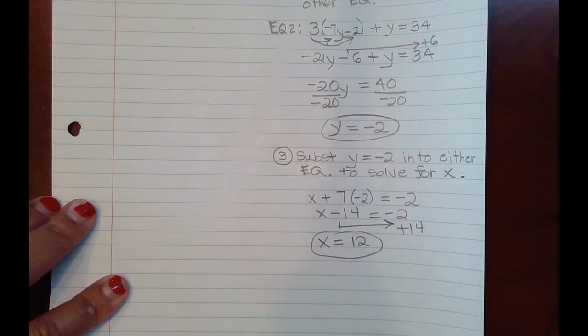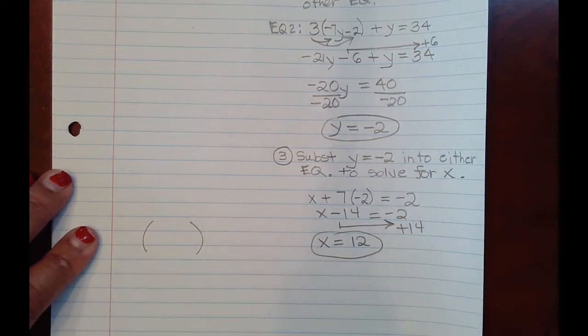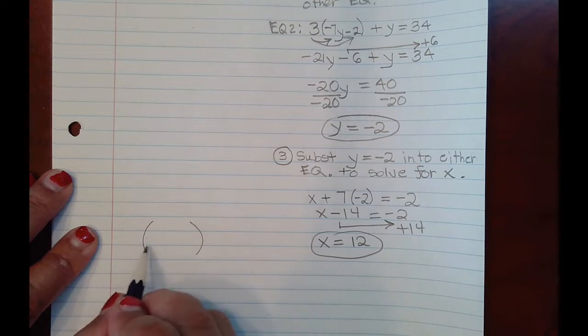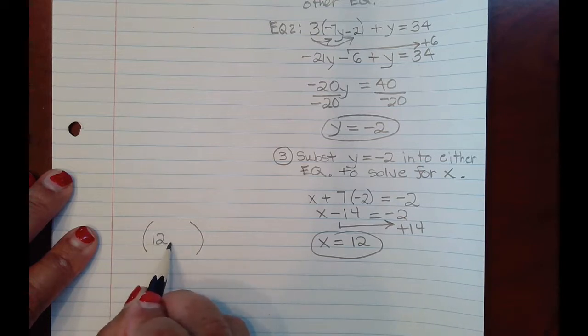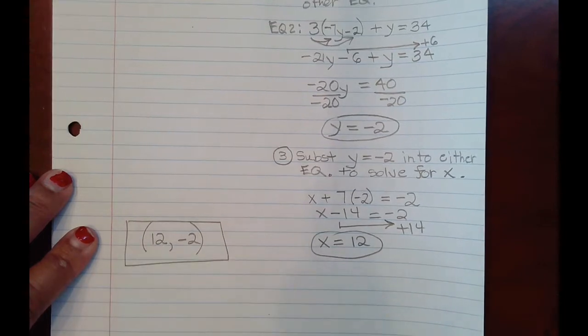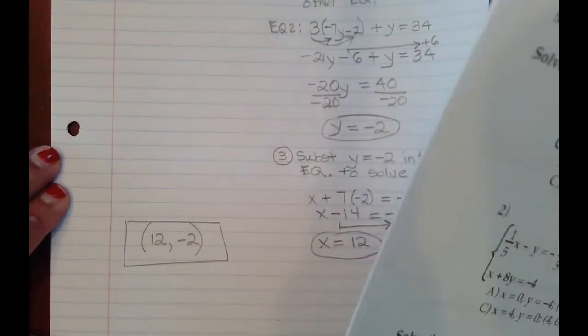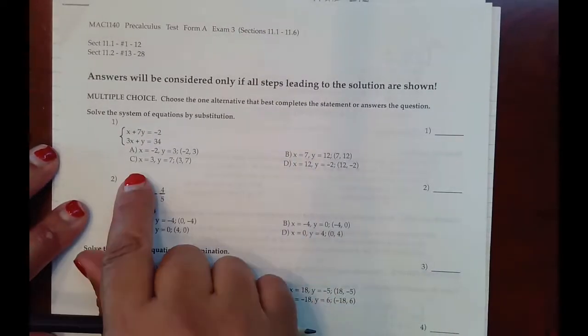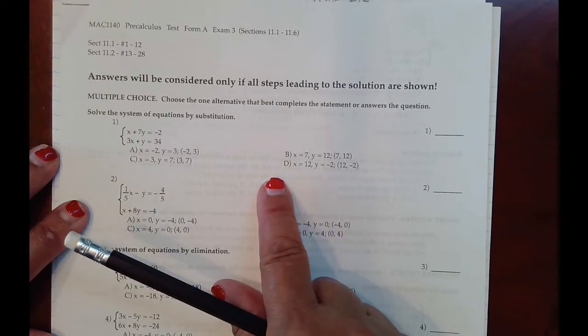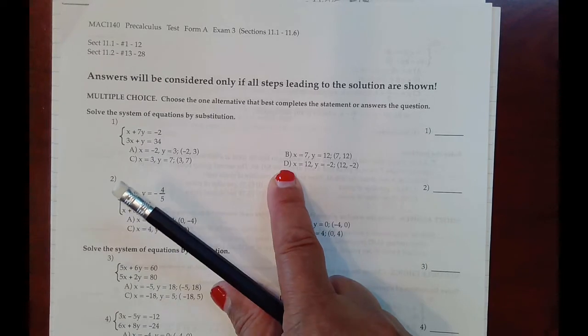And now I have a complete pair by the method of substitution. And you can put them together like this. You can report them separately. If you write them as an ordered pair, x goes first, y goes second. Okay, so as far as the answers go, 12 for x, negative 2 for y, and that would be D.